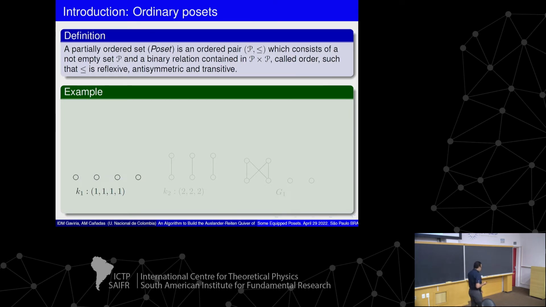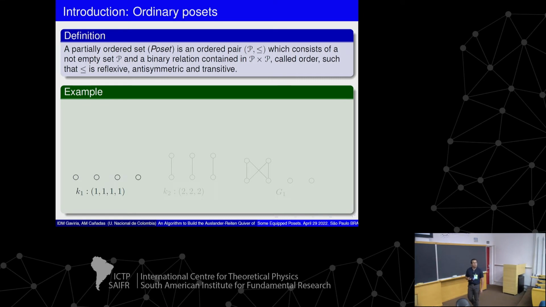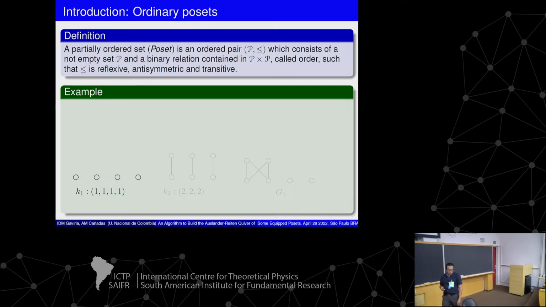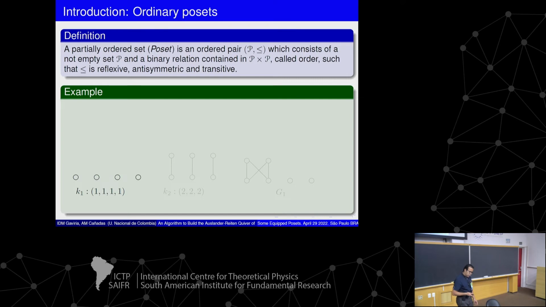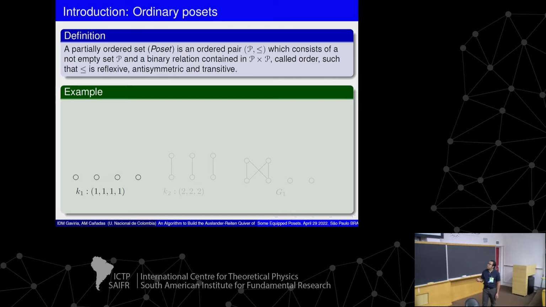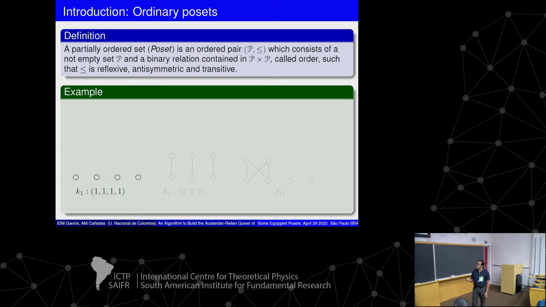Remember that one poset is a non-empty set together with one partial order relation. For instance, this is one example of one poset. Here we have 4 incomparable points. This is another example. Here we have 3 incomparable chains. Each chain is a linearly ordered set.